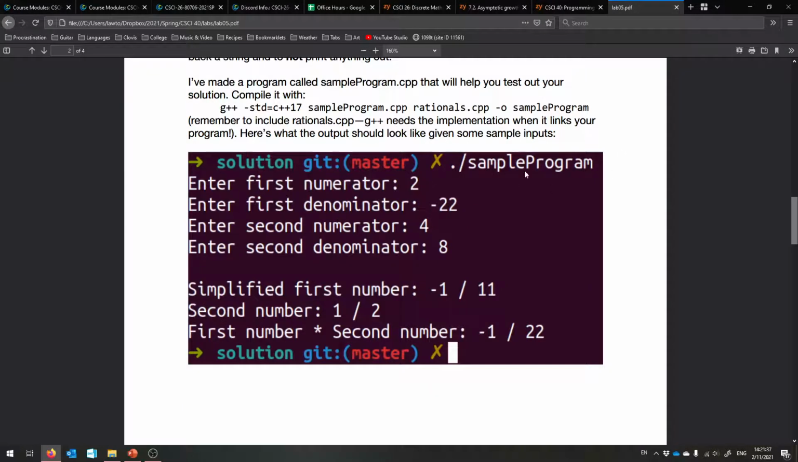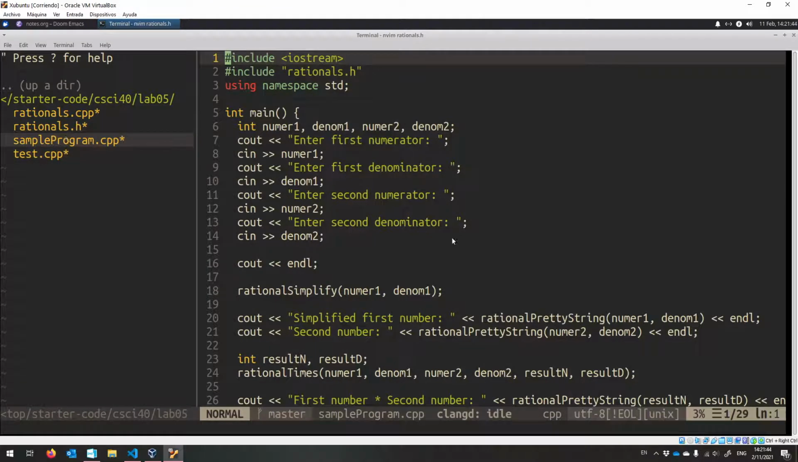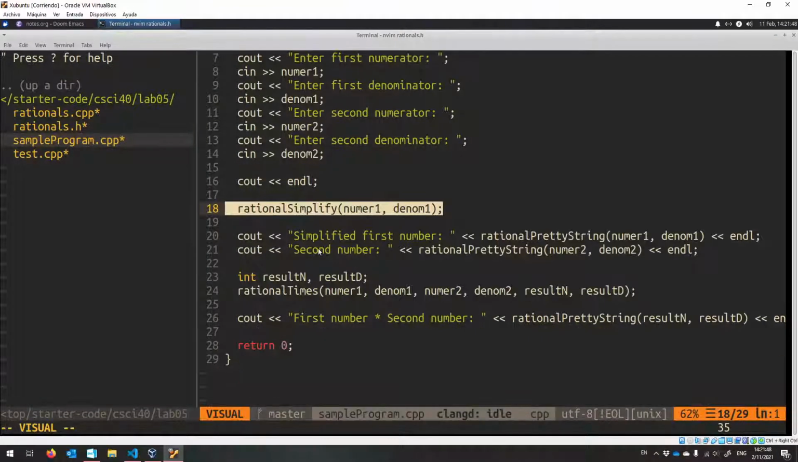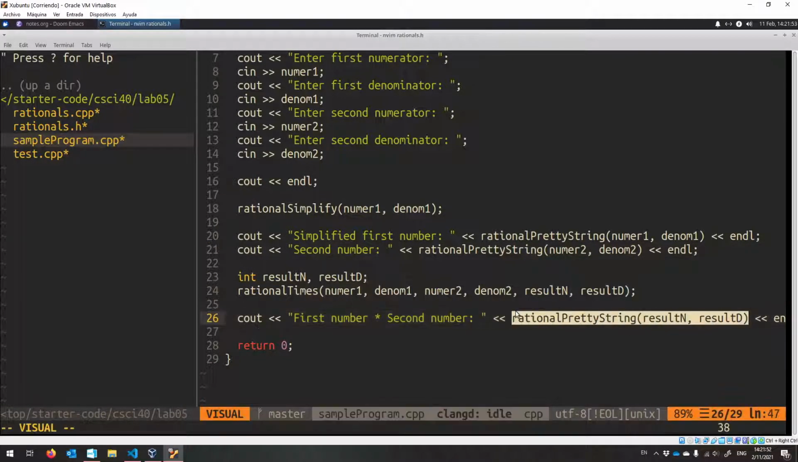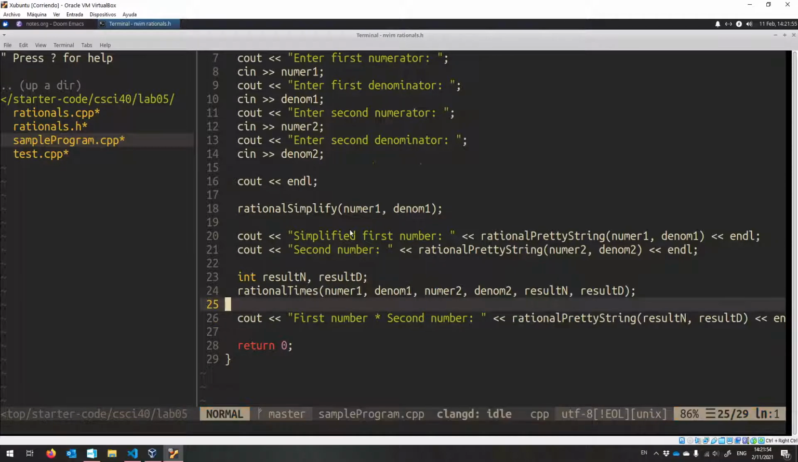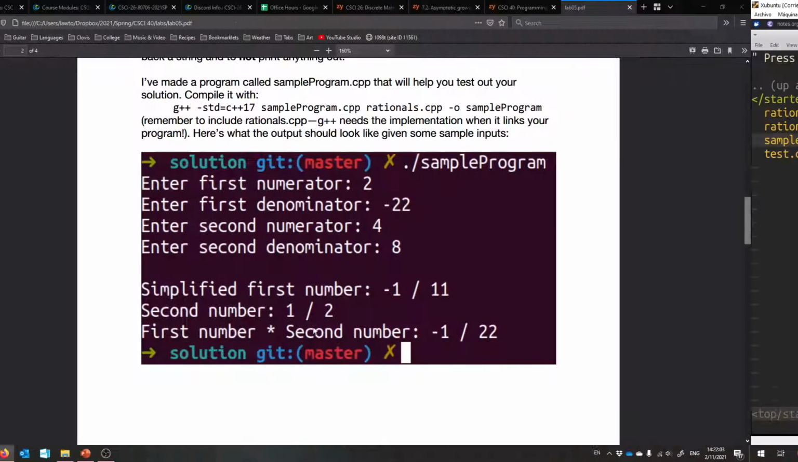And I've given you a nice little sample program that you can run with this library that can test if you're doing things correctly. Okay? So it's going to get two fractions. It will simplify the first one, and then it will multiply the second one and call the pretty string on it after multiplying it. So definitely look at this file. This is what you should use to see if you're doing it right. Okay? So definitely run that program. Make sure it's getting everything back that it should.